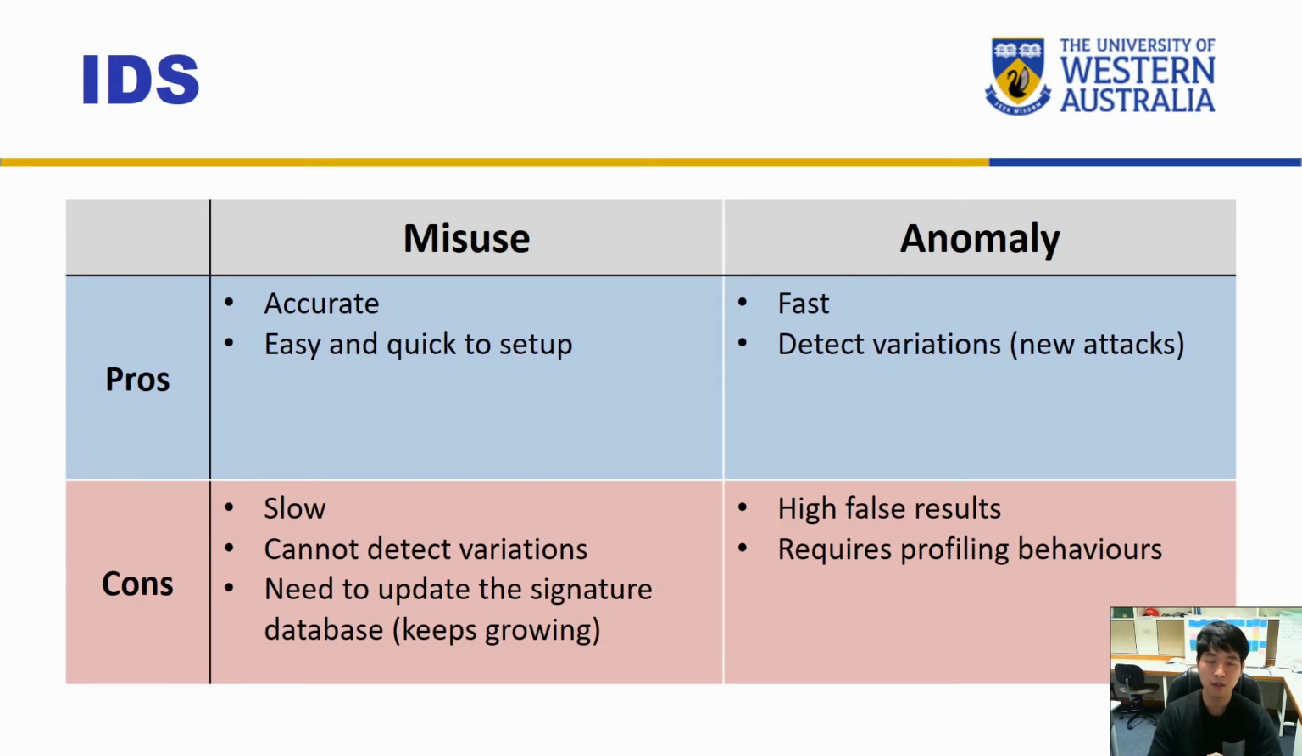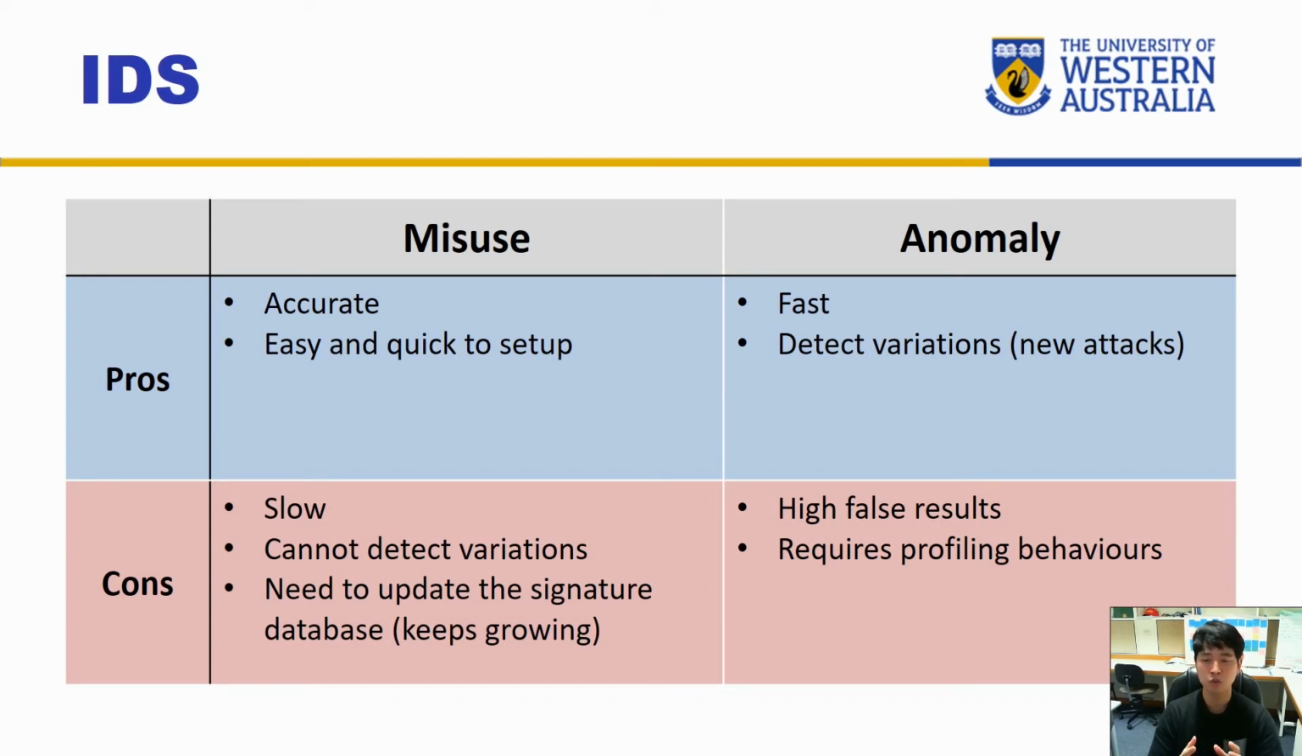Okay. On the other hand, anomaly detections can be pretty fast because we're not looking for a huge range of signatures, but rather just making decisions based on the behaviors. And it also allows you to detect variations. So like new attacks can also be detected using anomaly. However, it does have potentially high false results.